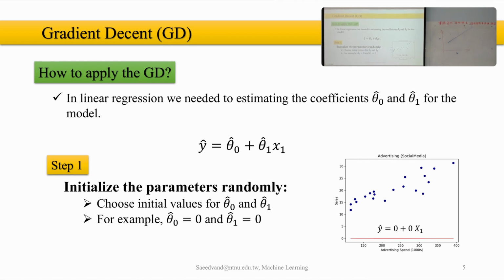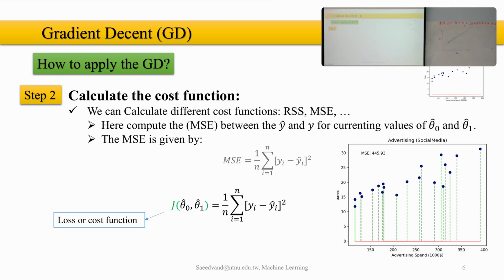After the first step, we move toward step 2. In step 2, we now calculate the cost function. We want to see, okay, we did that, 0, 0. How good is that? Maybe it is very good. Maybe it is not. We want to calculate it. That cost function will tell that to us.